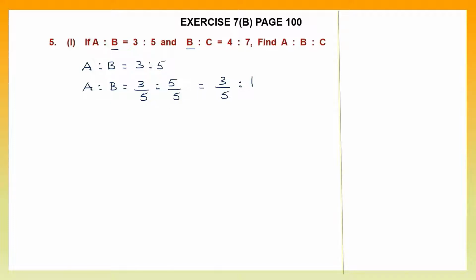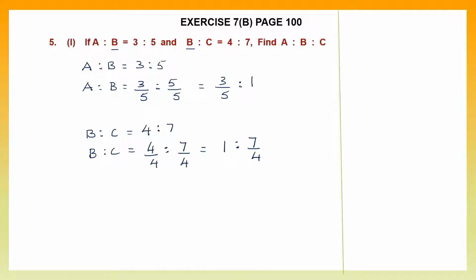Now I'm going to take the next one, B is to C. B is to C is given as 4 is to 7 and B is 4. So I'm going to divide both by 4. So B is to C becomes 4 by 4 is to, next we'll take 7 and divide that also by 4. So now 4 by 4 will become 1, 1 is to 7 by 4.